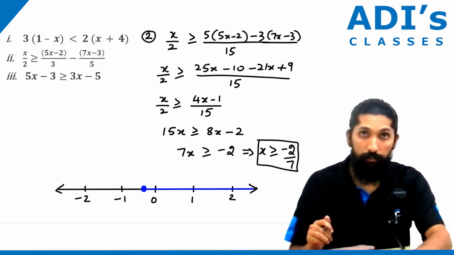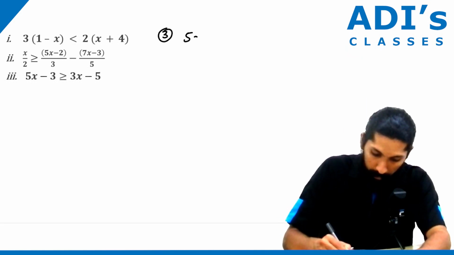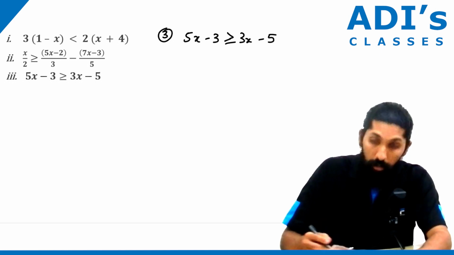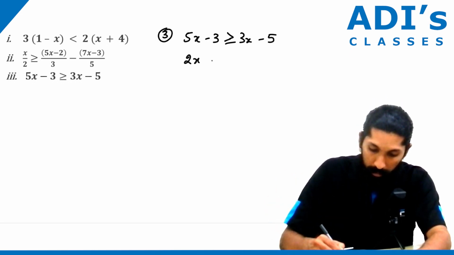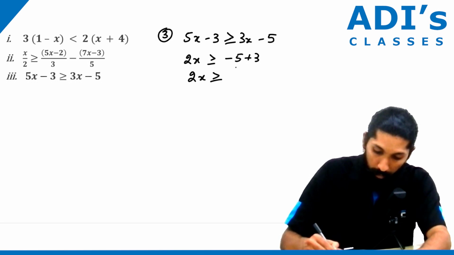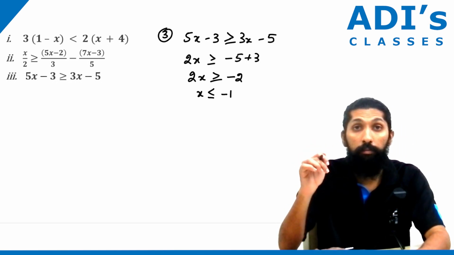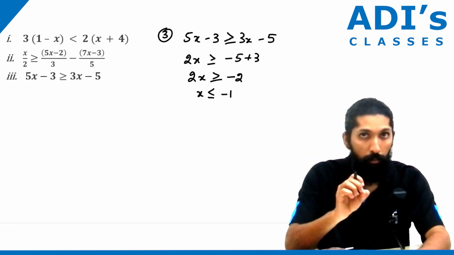Okay, now let's do the third one. See the third one. You have 5x minus 3 greater than or equal to 3x minus 5. Again, transpose: 5x minus 3x, 2x is greater than or equal to minus 5 plus 3, right? So 2x greater than or equal to minus 2. So x is greater than or equal to minus 1. Guys, x is greater than or equal to minus 1. Greater than or equal to, right? So first thing, slack inequality.